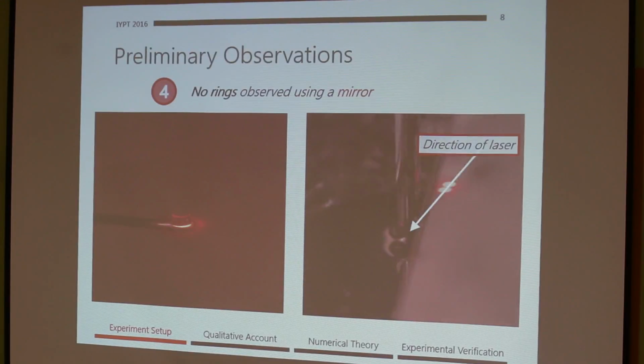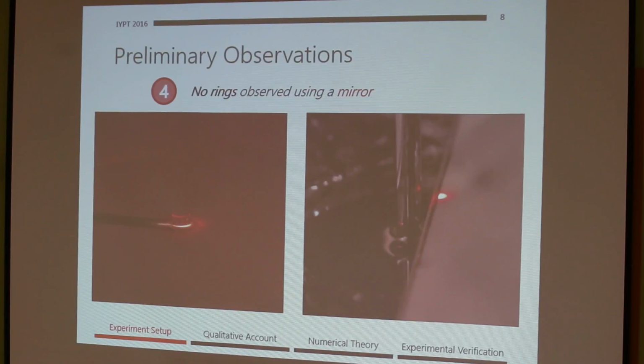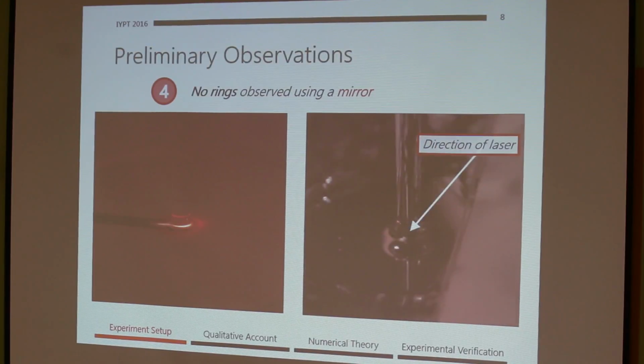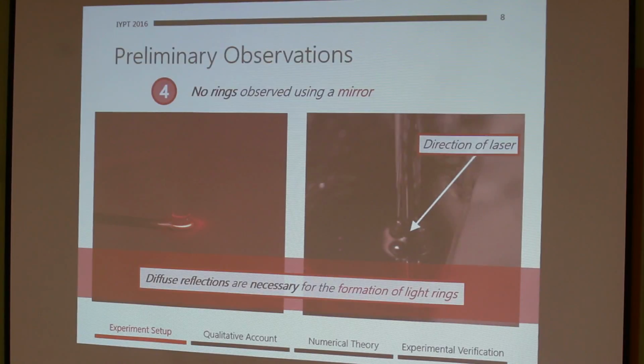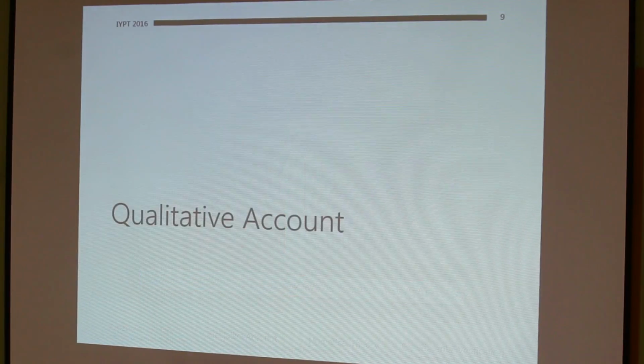Finally, when we replace the white tile with a mirror, we do not observe the formation of the light rings, as you can see in this video. And we note that diffuse reflections are necessary for the formation of the light rings.